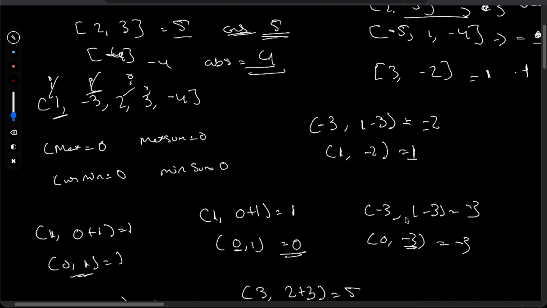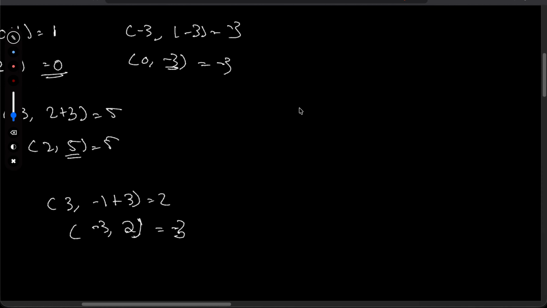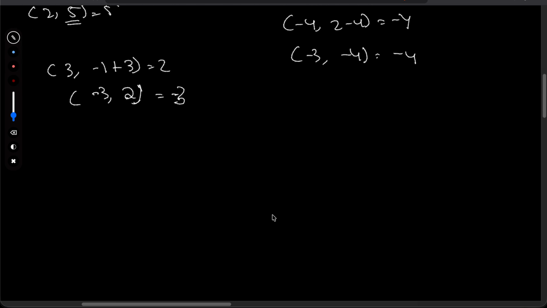Now our i comes here to -4. The max of -4 and 5 minus 4 is 1, so the max of 5 and 1 is 5. In minimum, -4 and 2 minus 4 gives -4, and the min of -3 and -4 is -4. So for the final answer we calculate the max of 5 and 4. So the maximum is 5.